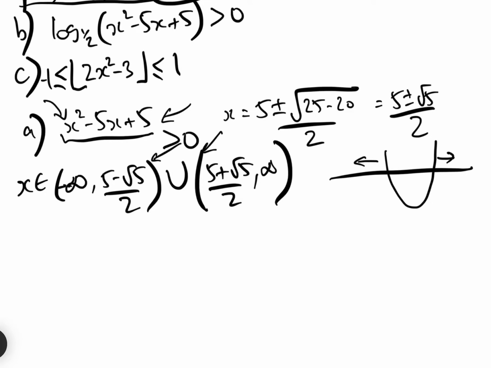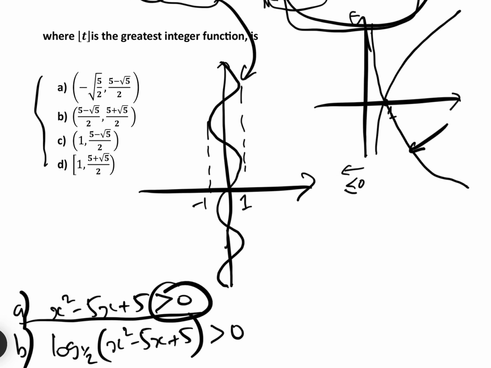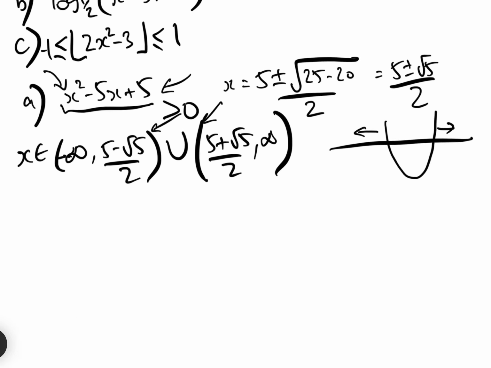Now let's have a look at B. Basically, log to the base half of this must be greater than 0. Looking at log to the base half, it was this one. That means that the argument must be less than 1 in order for that to be satisfied.